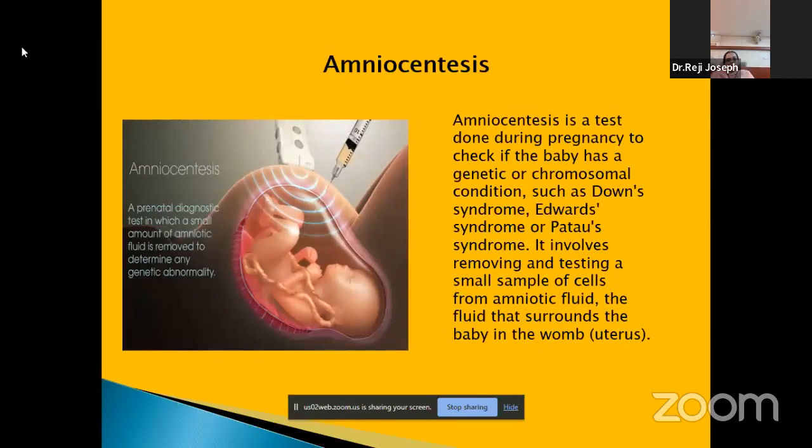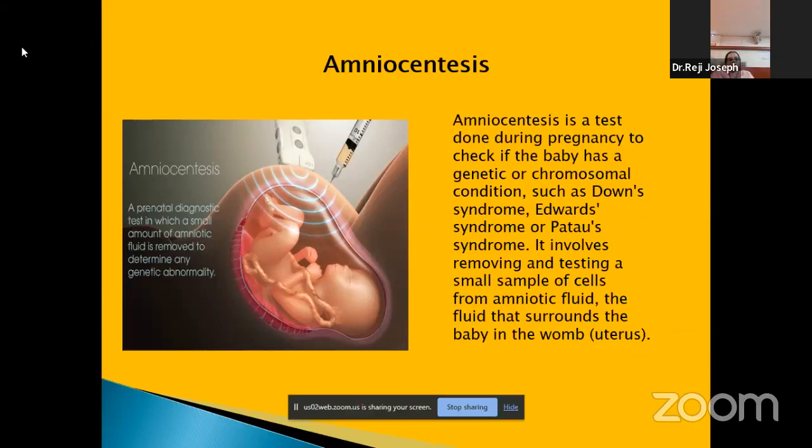The next procedure is amniocentesis. Amniocentesis is a test done during pregnancy to check if the baby has a genetic or chromosomal disorder. We can do this amniocentesis to check for Down syndrome, Edwards syndrome, and Patau syndrome. So when is this amniocentesis performed? It is performed during the 14th to 18th week of pregnancy.